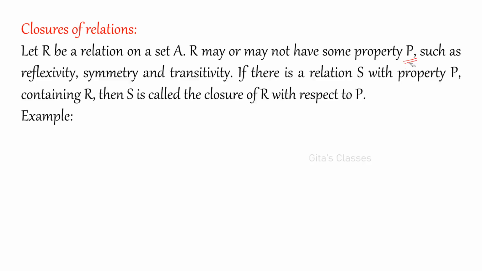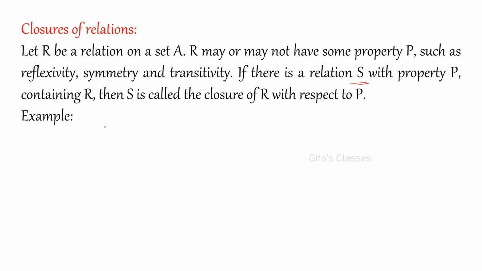What is that property? It is reflexivity, symmetry and transitivity. If there is a relation S with the property P containing R, then S is called the closure of R with respect to P. I'll consider some examples, you will understand.